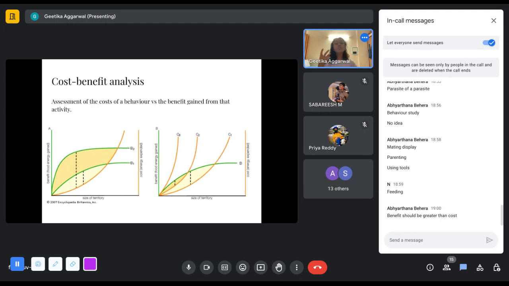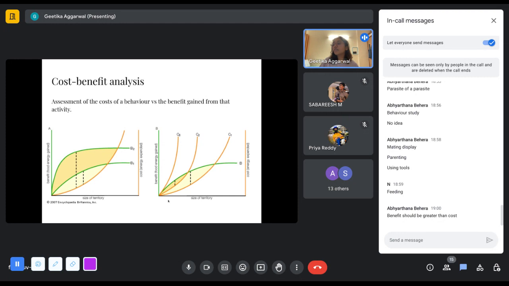So while choosing what should be the size of my territory, I would obviously want the size of the territory to be somewhere here, where the difference between the benefit and the cost is the maximum. That will be called the optimum size of the territory that a particular organism should be maintaining. So for the species B1, the optimum size of the territory would be this, which is a smaller territory, and for B2, the optimum size of the territory should be this, which is a slightly bigger territory.